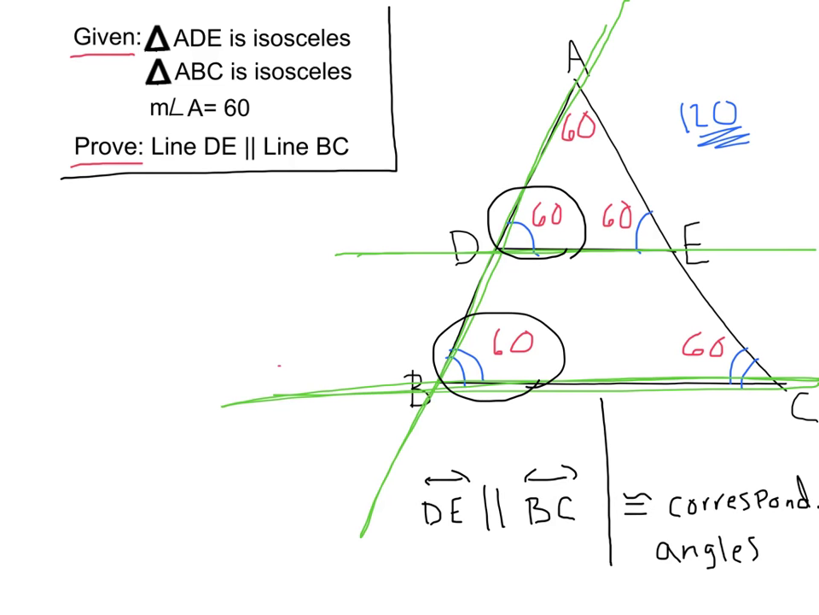If you can work your way to find either alternate interiors that are congruent, consecutive interiors that are supplementary, or corresponding angles that are congruent like we did in this case, with parallel lines and a transversal, then you've got your proof.